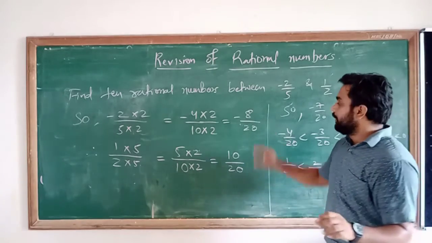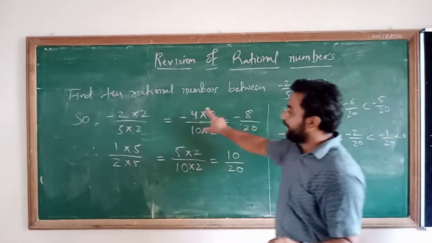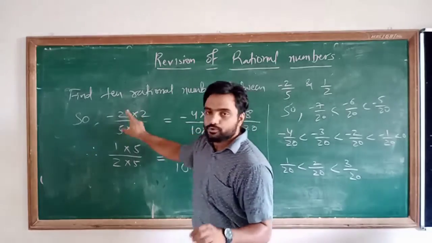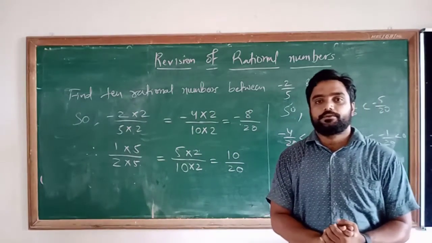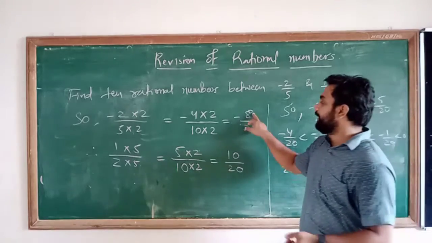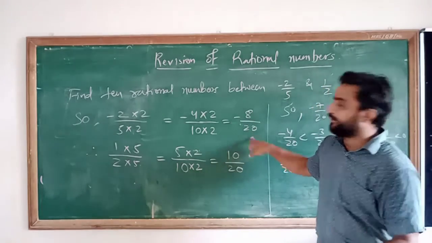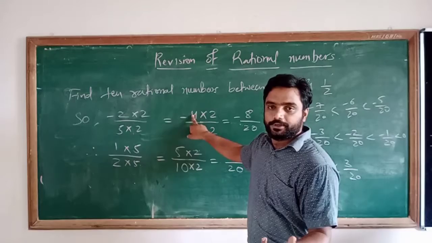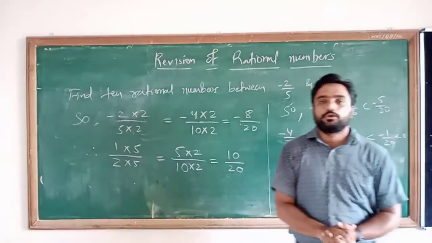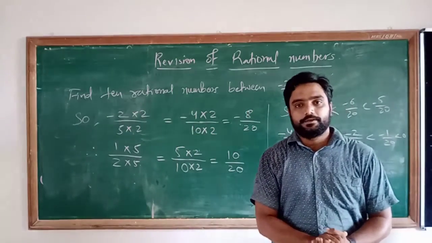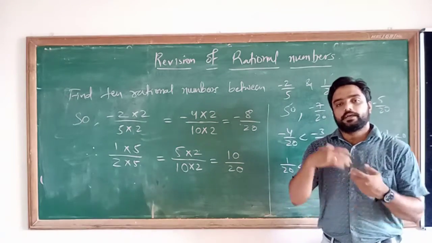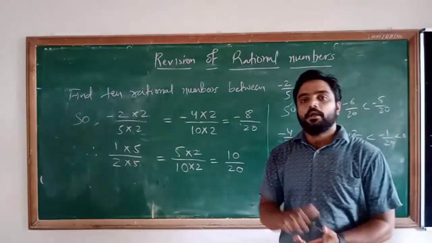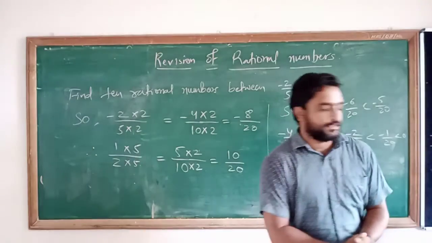Listen here please. Minus 8 upon 20, minus 4 upon 10 and minus 2 upon 5. All the three rational numbers are equal. Understand or not? Okay, means if you simplify minus 8 upon 20, you will obtain minus 2 upon 5. If you simplify minus 4 upon 10, you will obtain minus 2 upon 5. The same answer. Understand or not? So this is the method to find any number of rational numbers between two rational numbers. Understand or not?